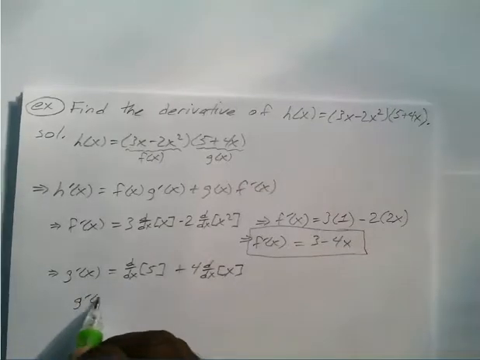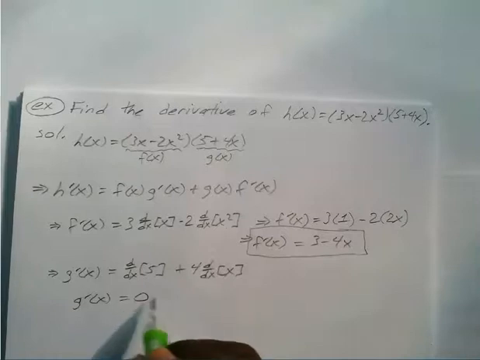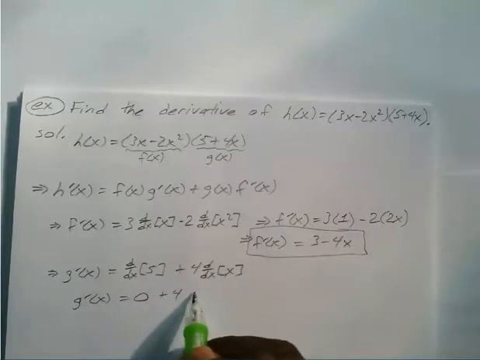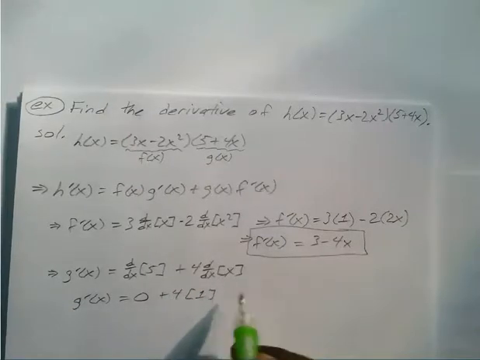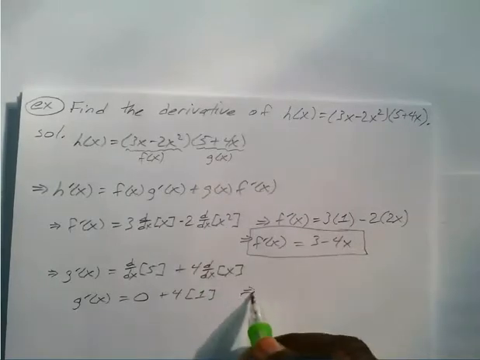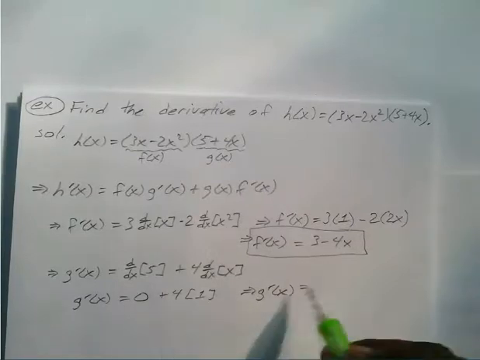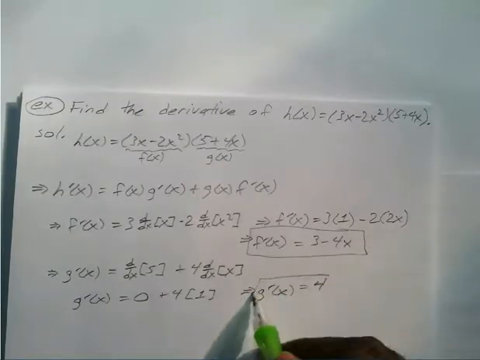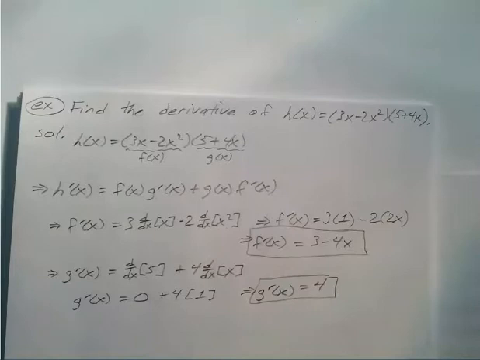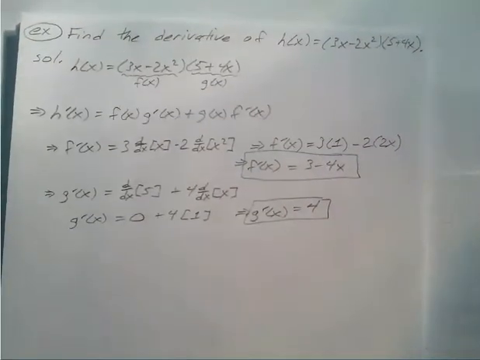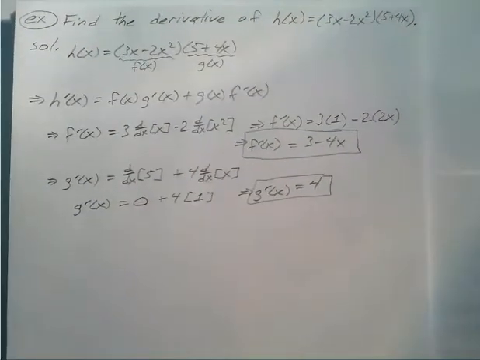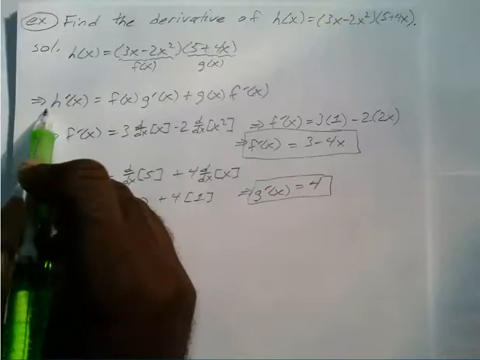Okay, so your g prime of x is going to equal 0 plus 4 times 1. Derivative of x is just 1. So your g prime of x is equal to 0 plus 4, which is just 4. Alright, so now we just go ahead and plug it in to this formula here.